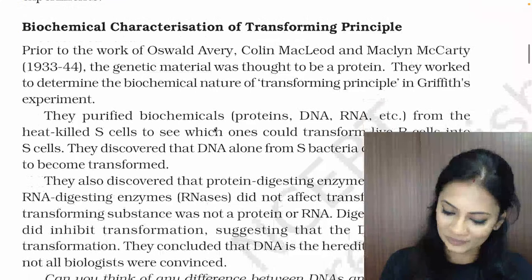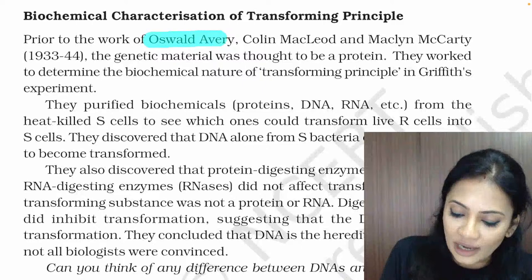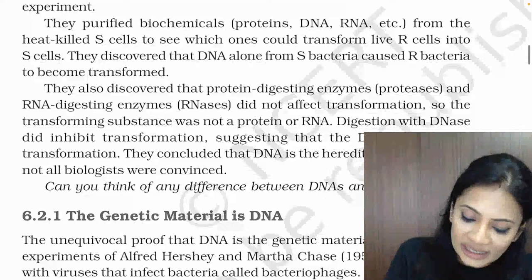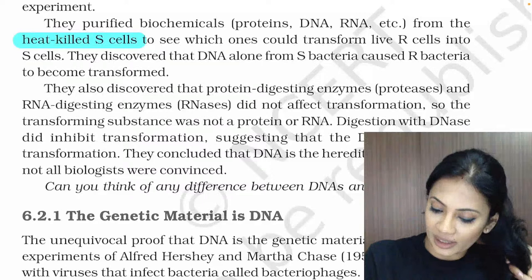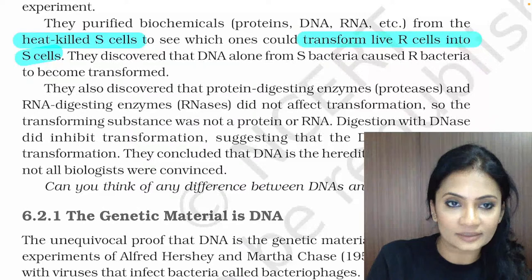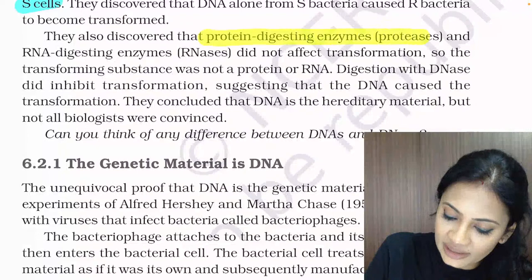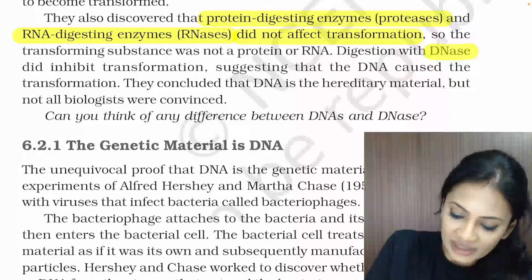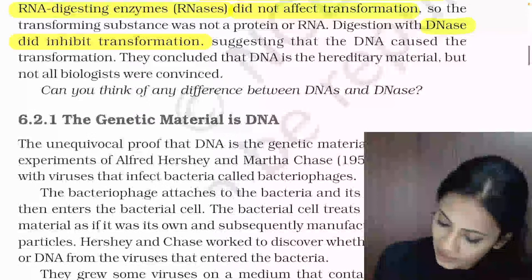Poor mice. Alright. Now, next we have Avery, McLeod and McCarty. Okay. What did they work on? They worked on heat-killed S cells, the ones which could transform R cells to S cells. Fine. Which enzymes did they work with? Protein digesting enzymes, proteases, and RNA digesting enzymes, RNases, did not affect transformation. Which enzyme affected transformation? DNase. DNase enzyme inhibited transformation, suggesting that DNA caused the transformation.